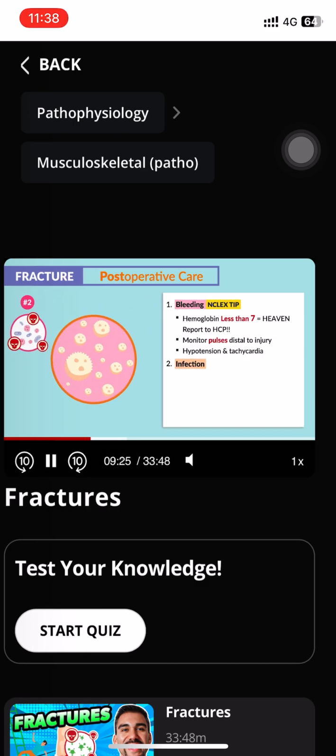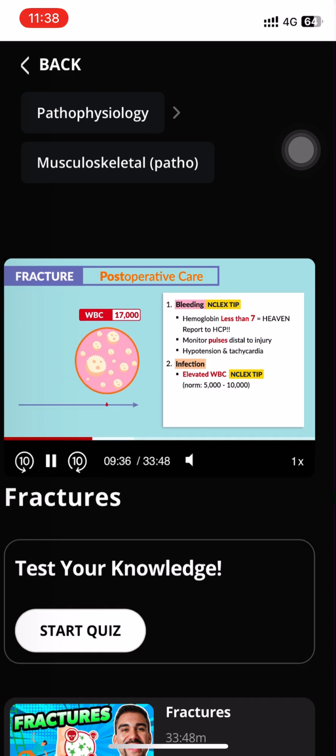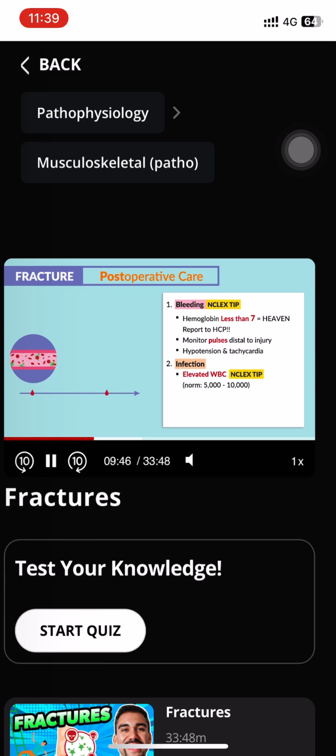Number 2 is infection. We always look for elevated WBCs. Huge NCLEX tip, so write it down. Normally between 5,000 to 10,000. So a WBC level of 17,000 after a total hip or joint replacement, oh my gosh, we must notify the HCP immediately, since this could mean that the patient is going into sepsis and then into shock.